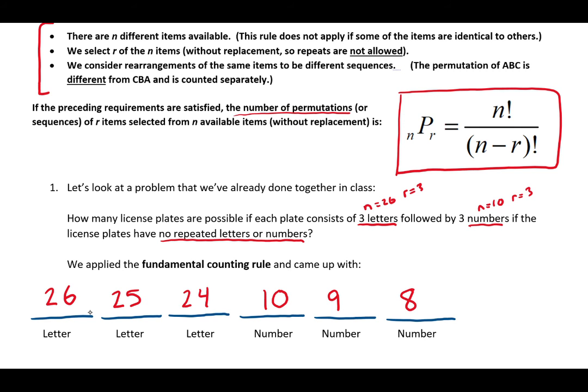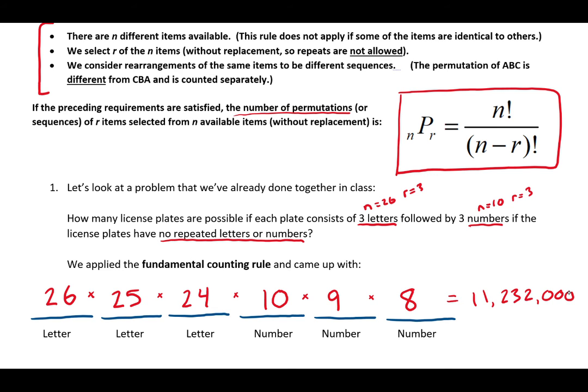So the fundamental counting rule says look at each step in the sequence, count how many ways that step can be done, and then multiply each of those numbers. And that will give you the total number of ways the entire process can be done. So 26 times 25 times 24 times 10 times 9 times 8. You'll have to take my word for it, but you could pause the video and double check this: you get 11,232,000 possible license plates. So this is solving the problem using the fundamental counting rule.